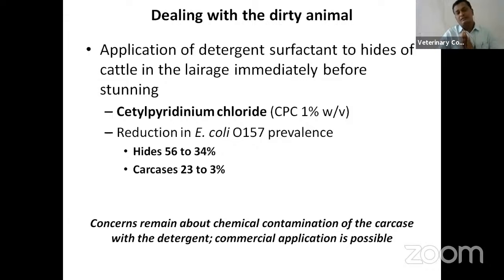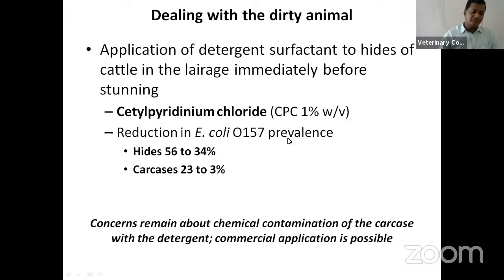At some places, they have also used surfactants, that is detergents, on the hides of the cattle in the lairage just before stunning. Earlier I talked about between stunning and sticking. Now it is just before stunning, in the lairage itself. In the lairage itself, we apply this surfactant detergent. CPC they have used at 1%, cetyl pyridinium chloride, CPC.